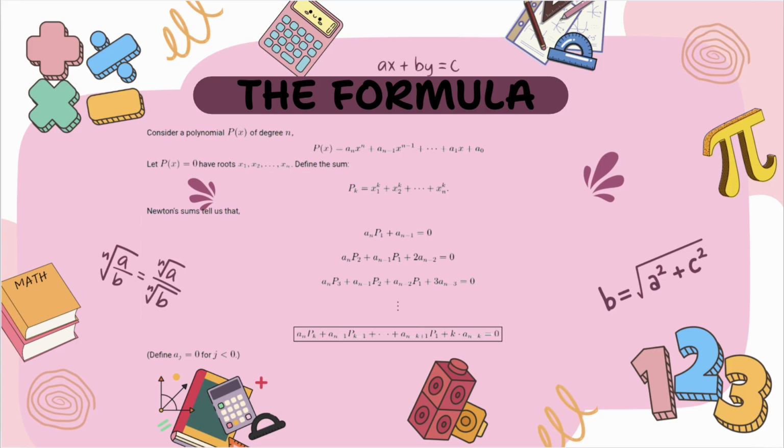And basically, if the degree of the polynomial is lower than what you're trying to find, for example, you have a quadratic and you're trying to find the sums of the roots cubed, then you would discard the coefficients at the end, and you'd only go up until the a which you have. And the general formula would be an pk plus an minus 1 pk minus 1 plus an minus k plus 1 p1 plus k times an minus k equals 0. And define aj equals 0 for j less than 0.